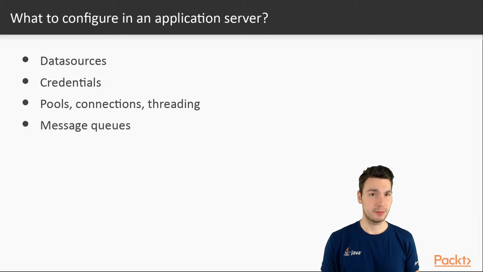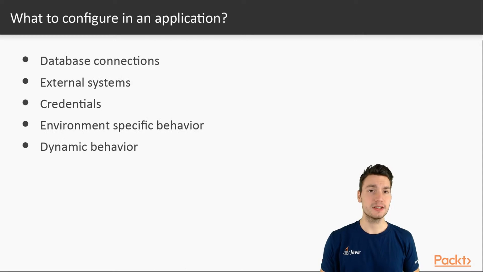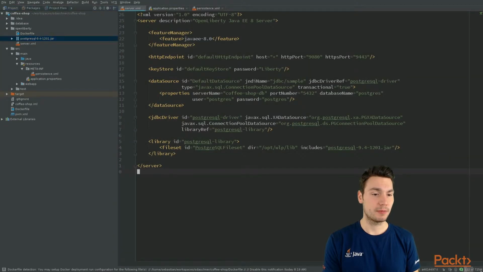For applications, this looks more like a business level. We sometimes configure database connections, or we reuse the data sources on the application servers. Then we need to configure the external systems that we want to talk to. We sometimes need to configure credentials and so-called environment-specific behavior, if our application has to behave differently when it's deployed to different environments, and also other dynamic behavior that depends on our domain.